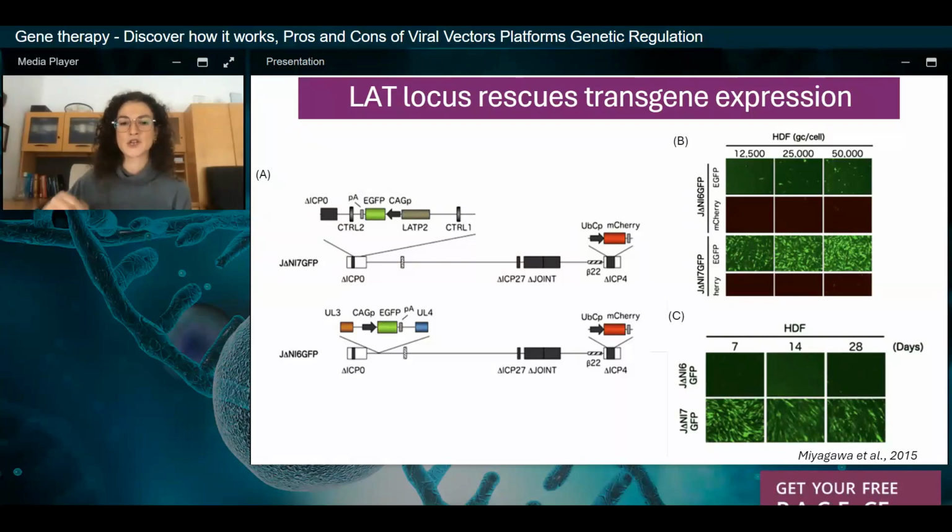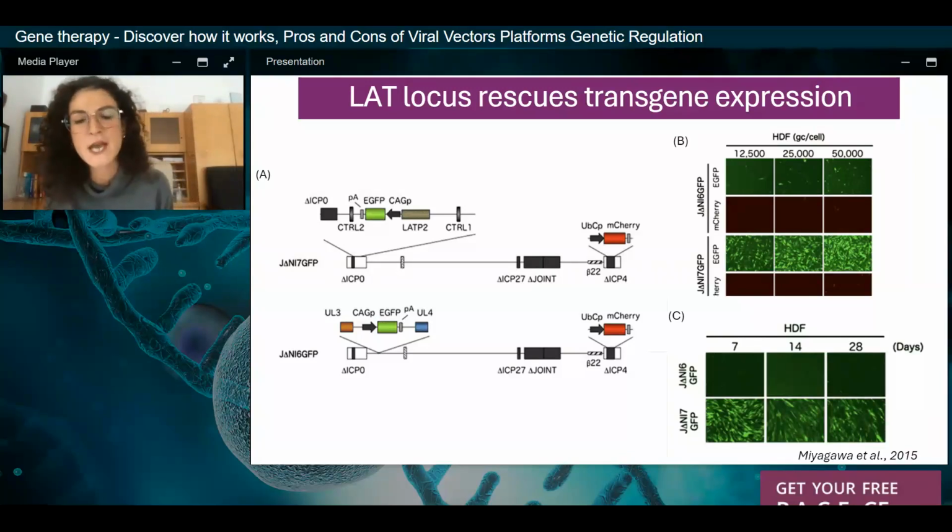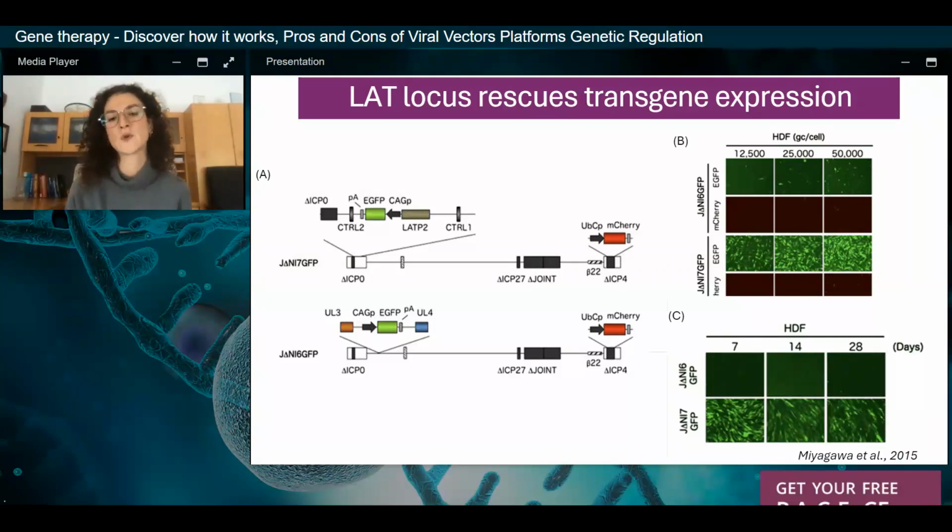So we created a vector called JDNI7-GFP, here on the top in A, and we inserted a transgene cassette. This time it is a CAG promoter driving a GFP reporter gene, and we flanked this by the viral insulator elements located in the latency-associated transcript. These are called CTRL1 and LATP2 upstream from the promoter, and CTRL2 downstream from the poly-A. We created a second vector, JDNI6, that carries the same transgene cassette, this time not flanked by the viral insulator in the LAT locus, but just located in an intergenic region between the UL3 and UL4 genes.